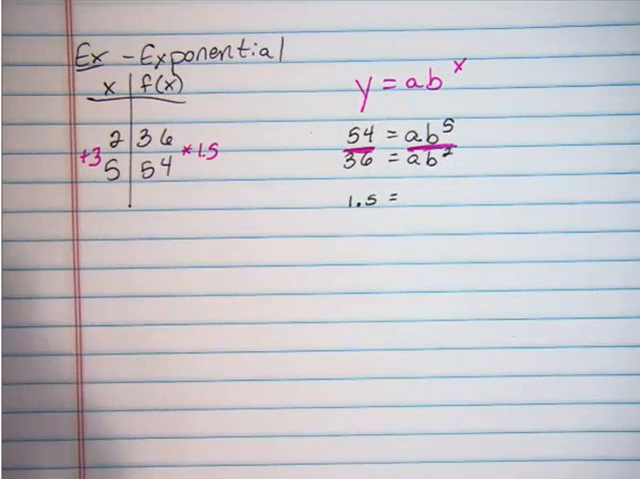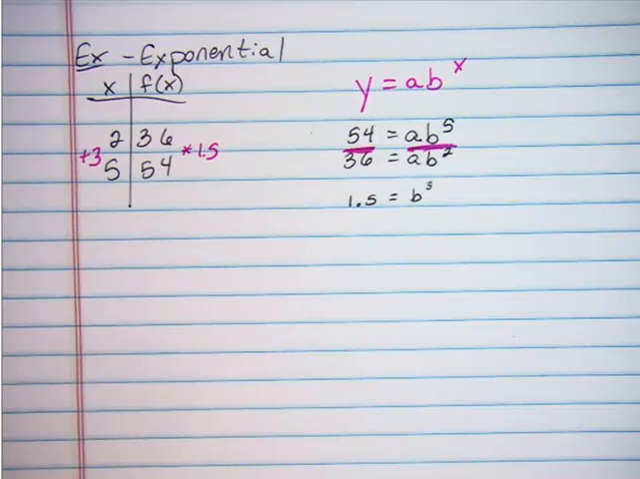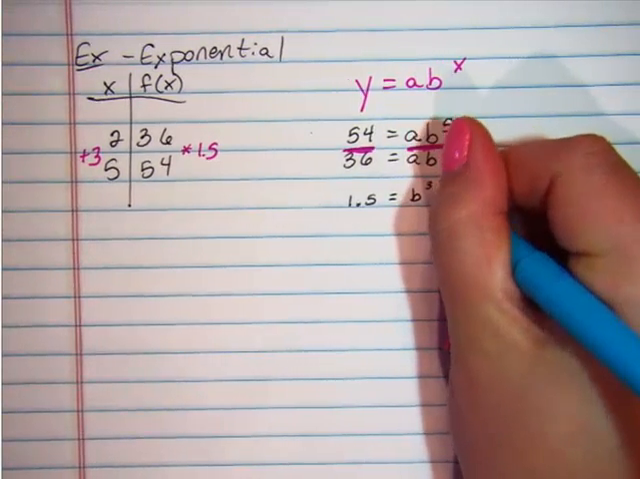A divided by a is, careful, 1. And 1 times anything is that anything. B to the 5th divided by b squared. Bases are the same. Subtract those exponents. So it's b cubed. Now, I need to find b. What's attached? An exponent. How do I get rid of an exponent? Reciprocal exponents. So take both sides to the 1/3.